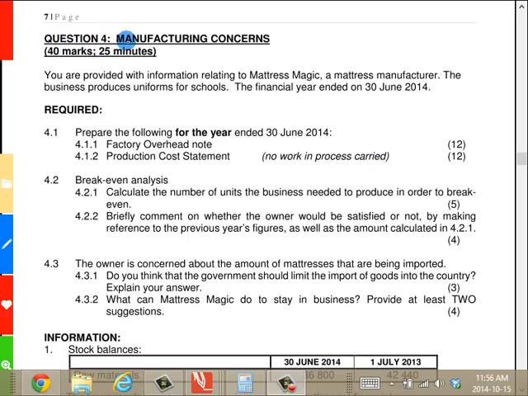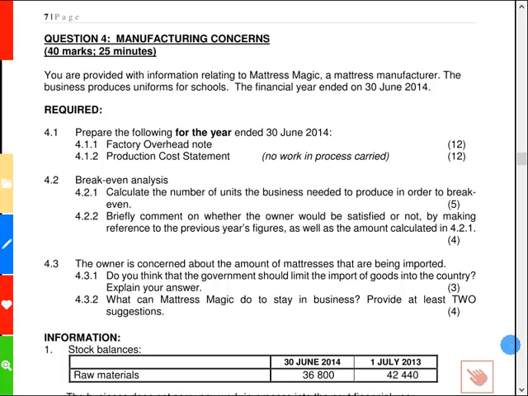Okay, question 4 is dealing with manufacturing entity for 40 marks. So again, you quickly take your calculator. How many minutes do you have? It's not shown. You say 40 times 0.6. You've got 25 minutes to do this.